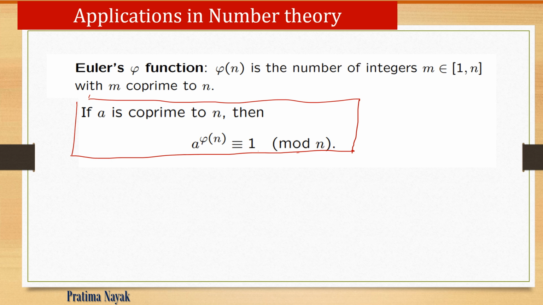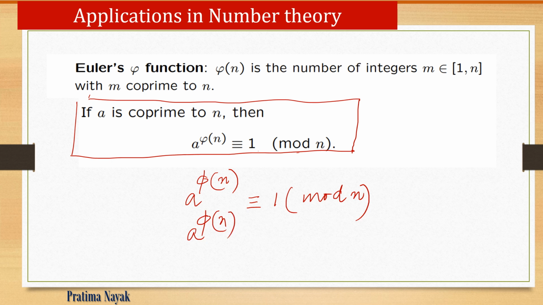Any number a co-prime to n satisfies a power phi of n is congruent to 1 modulo n. That means a power phi of n when divided by n, we get 1 as a remainder.